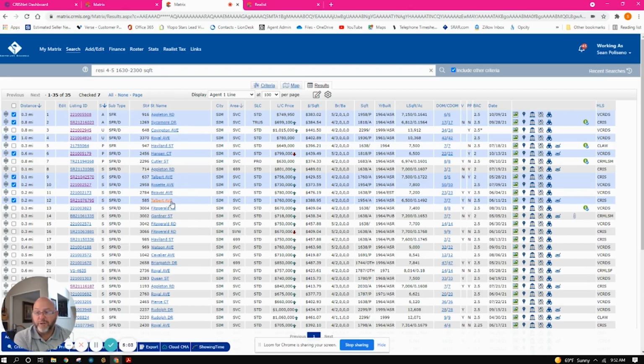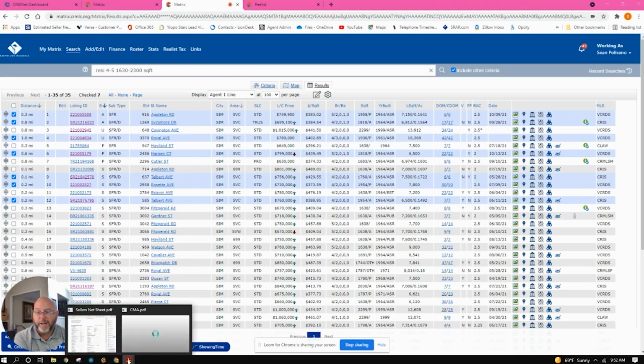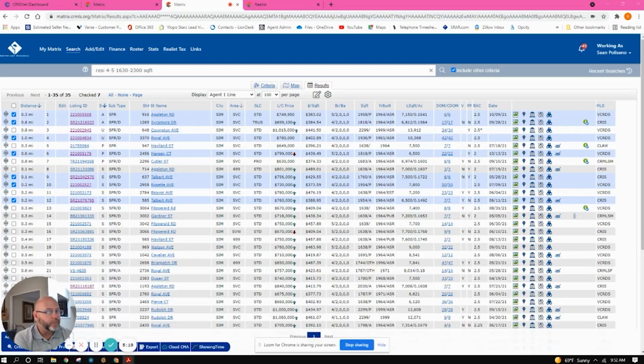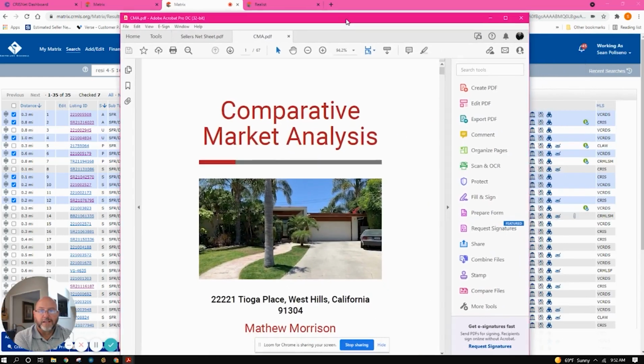Now, the CMA software you're using may be different. I like Cloud CMA. It's very robust. It's customizable. It's very presentable. I like the report. And I'll just give you an example of what it looks like when it's all done. You get a report that looks like this.